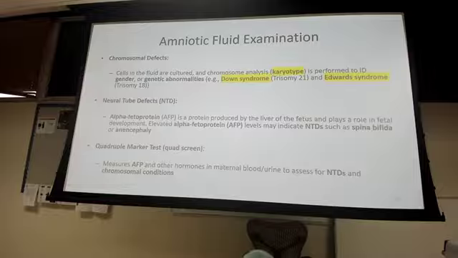And then lastly, the quad screen, which is a common test. Usually in normal pregnancies, a quad screen is just taken from the blood, but we can also do a quad screen on amniotic fluid as well. Those will measure NTDs or chromosomal conditions. So just make sure you know the test associated with neural tube defect, which is that AFP, and know that the quad screen does test for those chromosomal conditions.